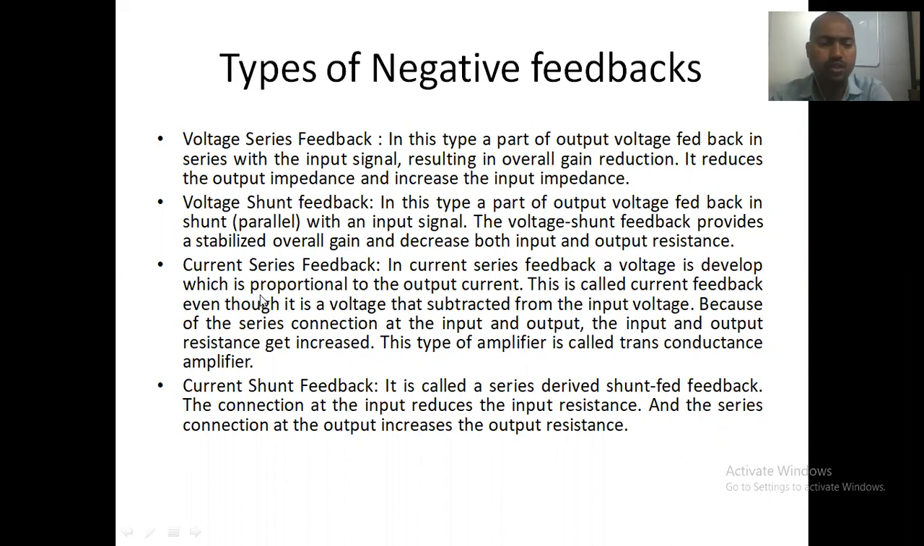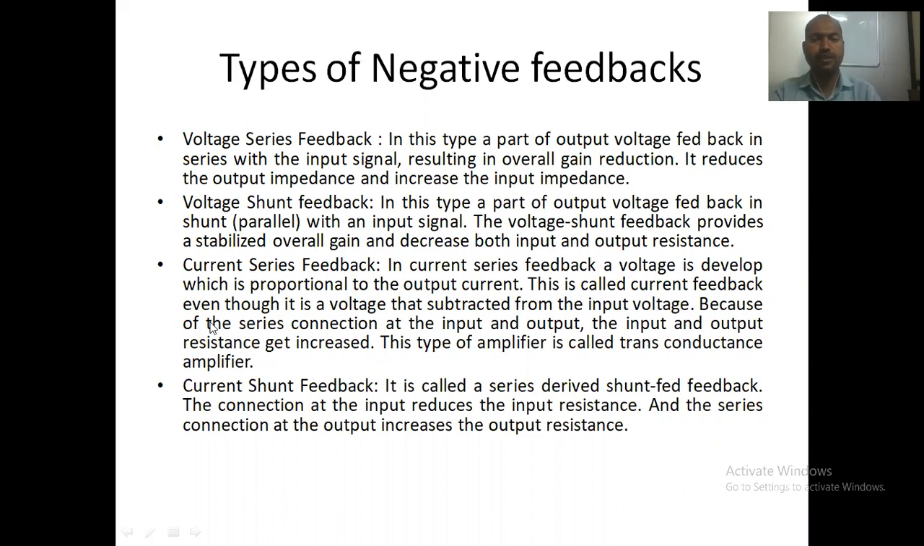Okay, then we have seen the current series type of feedback. Current series indicates that we have applied the input to the amplifier, then we got the output. That output is a current. That current is again applied to the input in series, in series with respect to your input. In that case, this is called the current series type of feedback. So the output of your amplifier is a current, and that current is again applied to the input in series. That's why it is called the current series type of feedback.